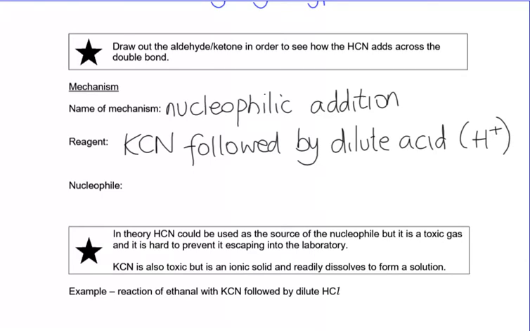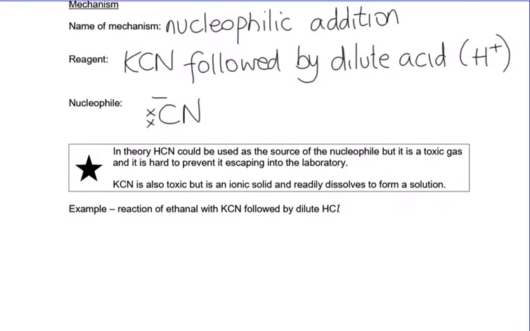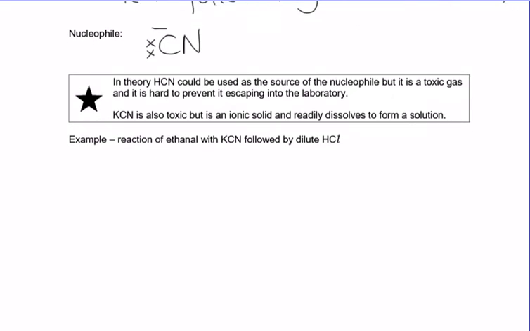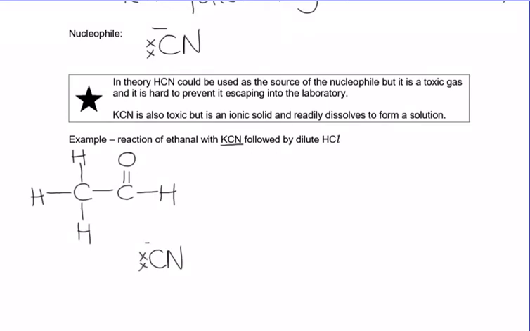Remember, no K in mechanism, no metal in mechanism. So we can look at our cyanide ion just like in our halogenoalkanes, and remembering that the lone pair on the C is the one that causes the minus charge. So it's going to be a CN minus. Let's write out ethanal, and draw out our nucleophile. So although we say KCN, we don't want the metal, we only want the nucleophile. So we're going to have our CN minus.